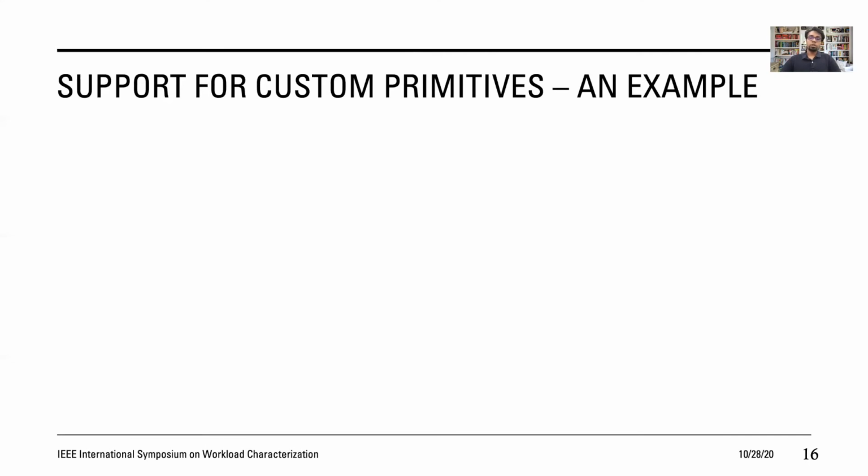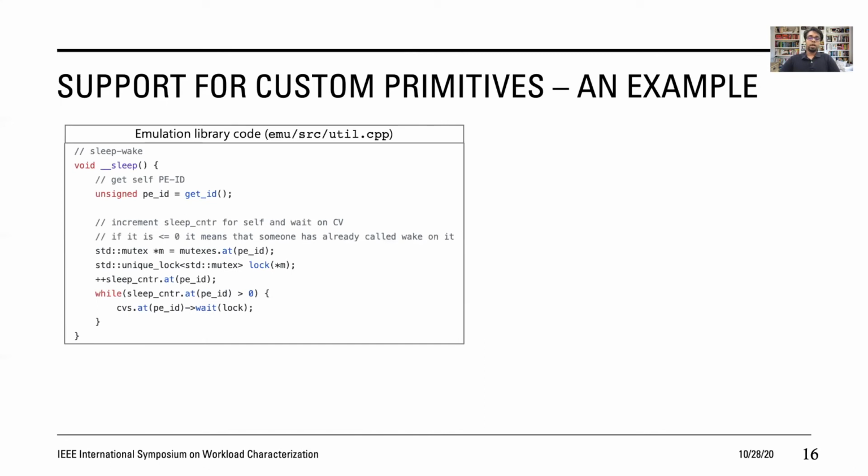As I alluded to earlier, HetSim supports the addition of user-defined primitives, and here I'll show an example of a sleep primitive, where a PE calls a sleep function to go to sleep and is awakened by a different PE that calls wake. We first add a new function definition into the emulation library code where we implement sleep using a condition variable and also a mutex that is private to each PE. Here the CV is signaled to by a corresponding wake call initiated by a different PE.